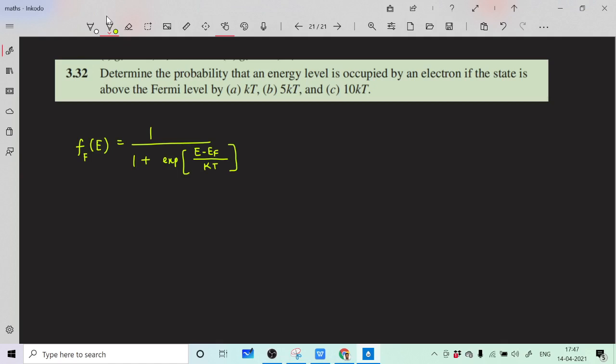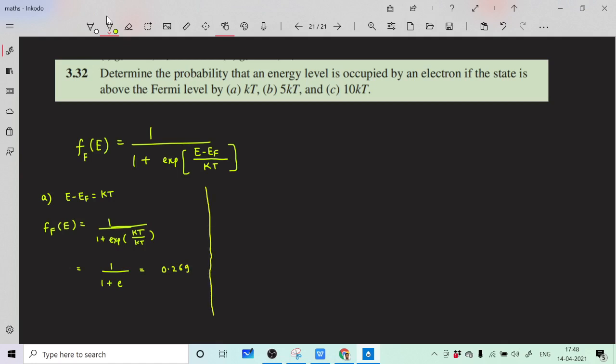Okay, for the first case, E minus EF equal to kT. So this becomes 1 over 1 plus exponential kT by kT, right? So it will become 1 over 1 plus e. So if you simplify this in the calculator, you will get 0.269.